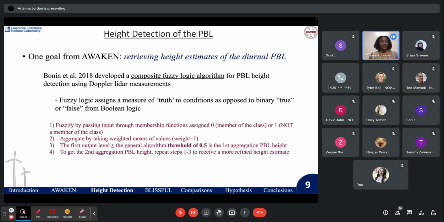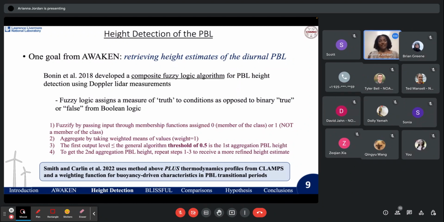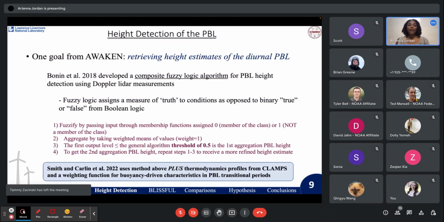And then you can do it again to receive a second aggregation, or even multiple times to receive a more refined height estimate. And so Smith and Carlin et al. 2022 employ this method, but also add thermodynamic profiles from Clamps to get a weighted function for the buoyancy-driven characteristics in boundary layer transitional periods.